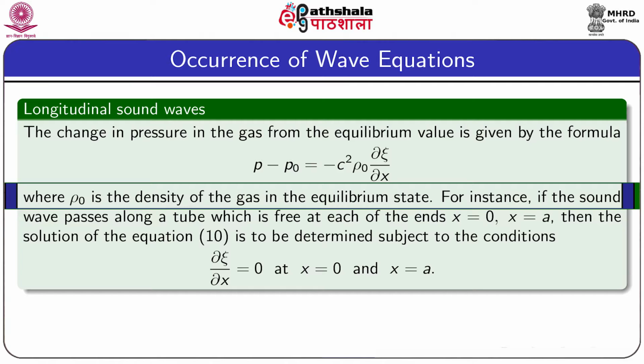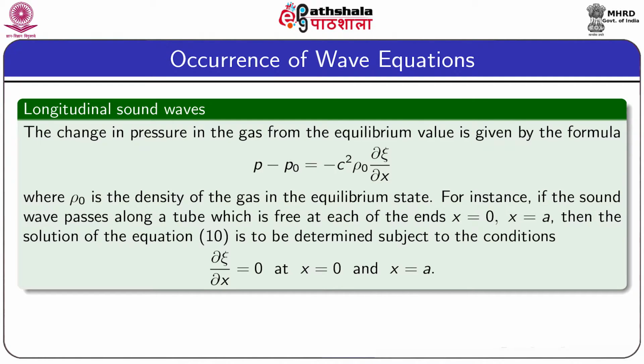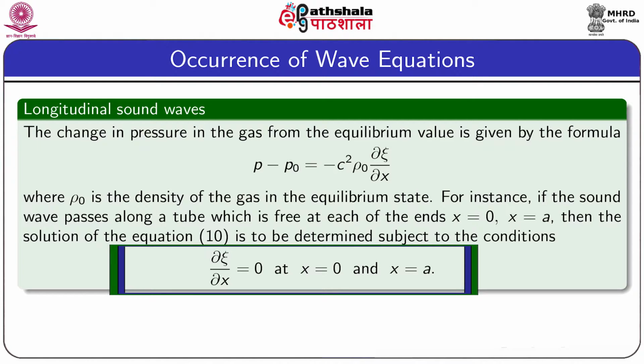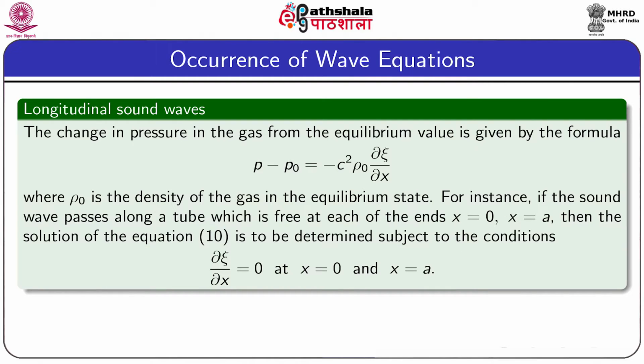If, for instance, the sound wave passes along a tube which is free at each of the ends x equals 0 and x equals a, then the solution of equation 10, which is nothing but the wave equation, is to be determined subject to the condition del xi del x equals 0 at x equals 0 and x equals a. So, these are the boundary conditions for this particular problem.